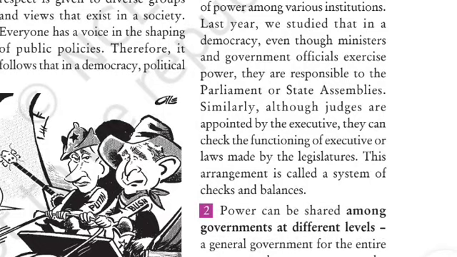Last year, we studied that in a democracy, even though ministers and government officials exercise power, they are responsible to the parliament or state assemblies. Similarly, although judges are appointed by the executive, they can check the functioning of the executive or the laws made by the legislature. This arrangement is called a system of checks and balances.